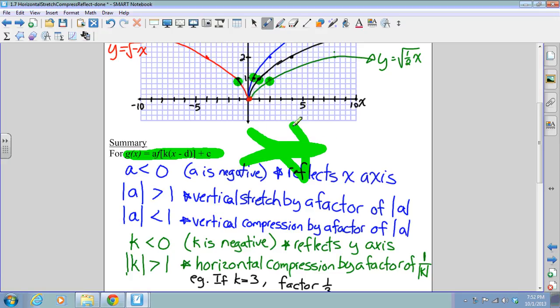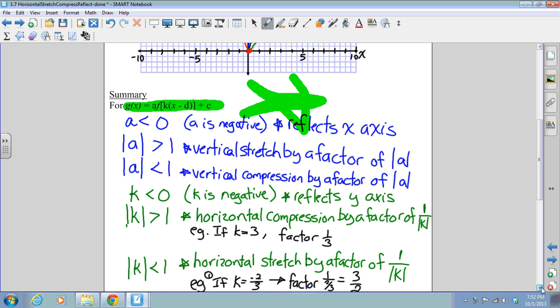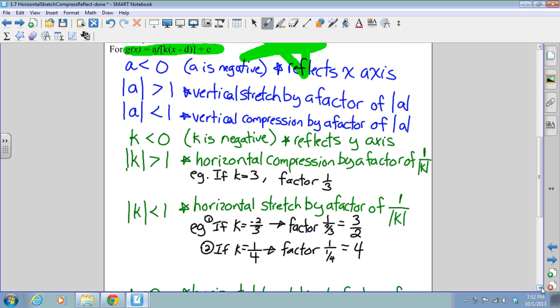Let's just quickly go over the things that A does. If A is less than 0, meaning it's negative, it's going to reflect the x-axis. If the absolute value of A is greater than 1, it's a vertical stretch by a factor of A. If A is less than 1, it's a vertical compression by a factor of the absolute value of A.